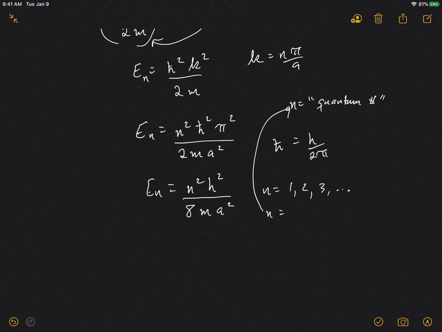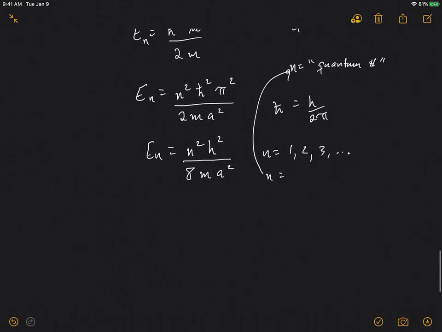So essentially we end up with this ladder of energy levels. They're not evenly spaced, so it's perhaps a poorly constructed ladder, or a quadratic ladder of energy levels.